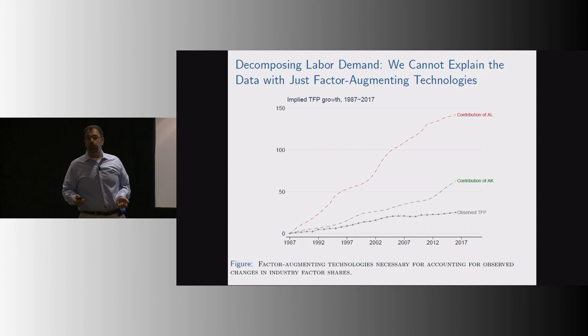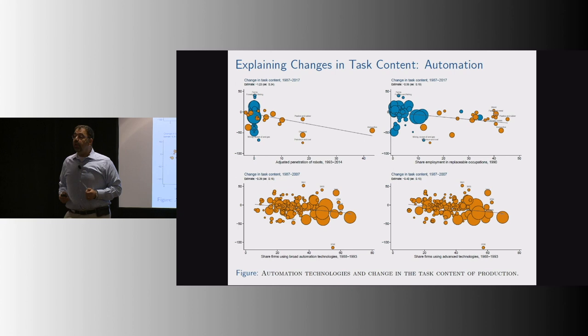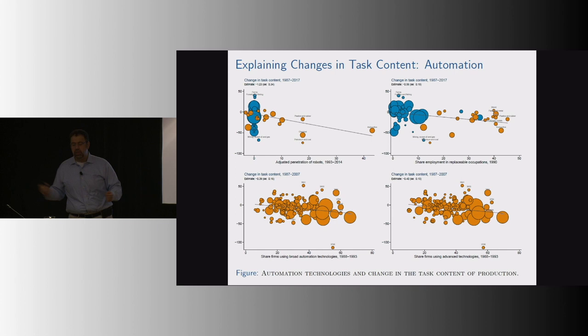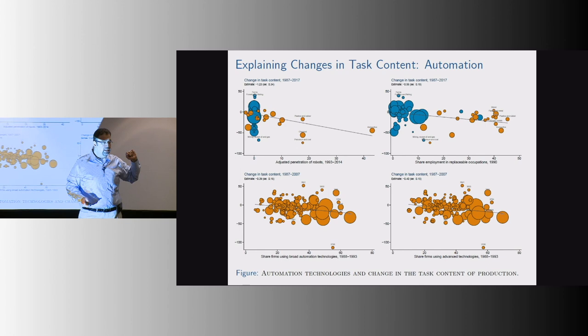So here's one way of doing that: we can look at whether our measures of automation and new tasks correlate with actual measures of automation and new tasks. And so that's what we do. Of course, I don't have time to go through it, but here are the measures of automation. This is the penetration of robots that Pasquale and I used before. These are replaceable occupations from Graetz and Michaels' work.